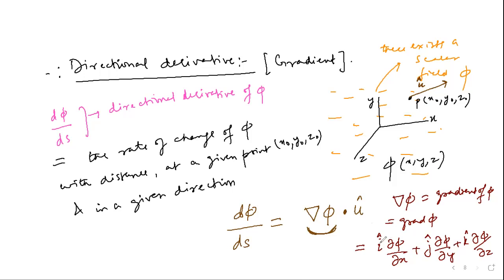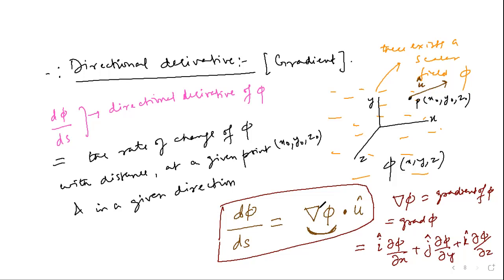Now, I have written these unit vectors on the left side of the components. You can write them on the right side also. This is immaterial. So my directional derivative is obtained by finding the dot product of the gradient of phi with the unit vector along which I have to find the directional derivative, right?